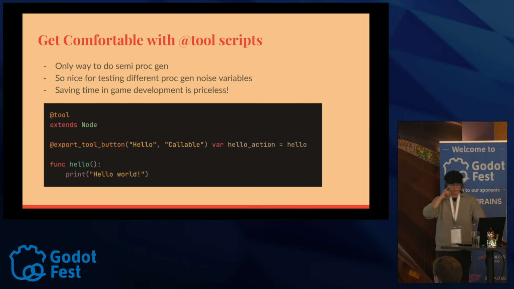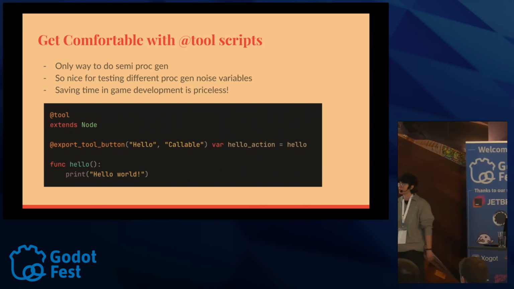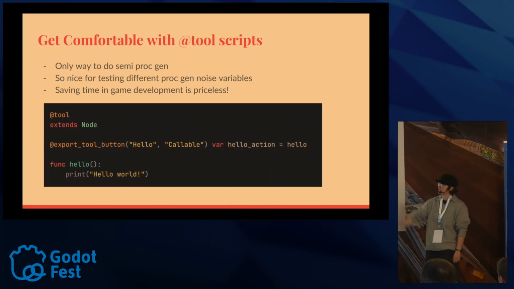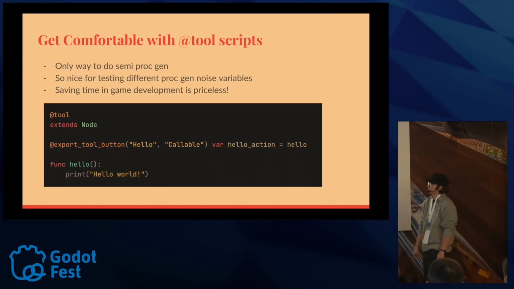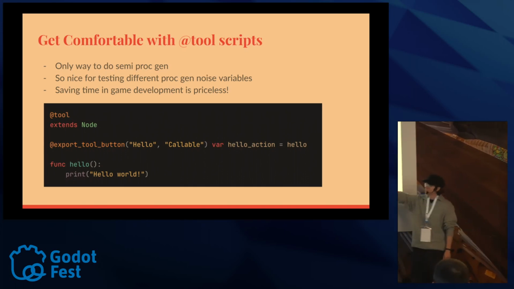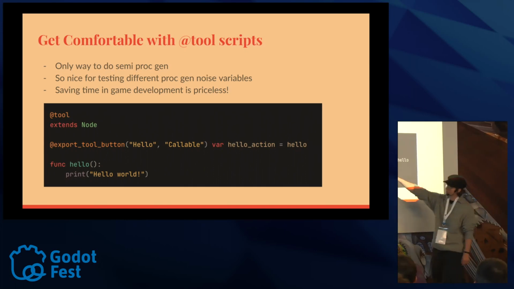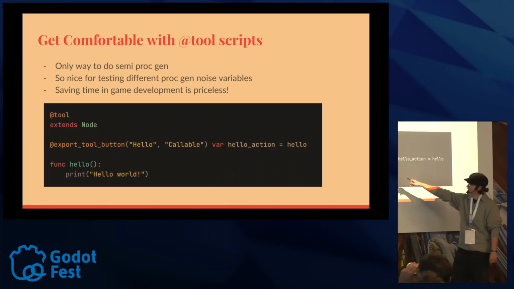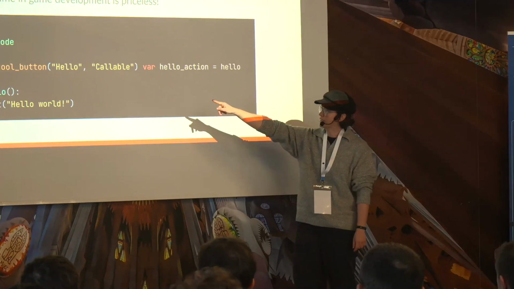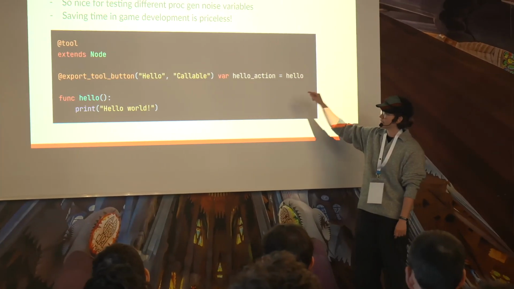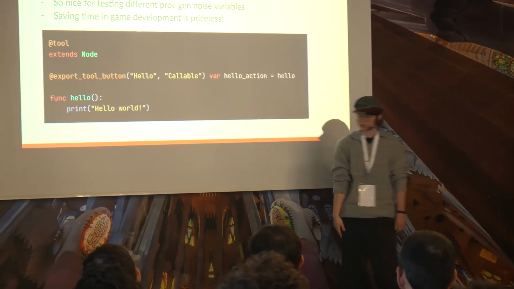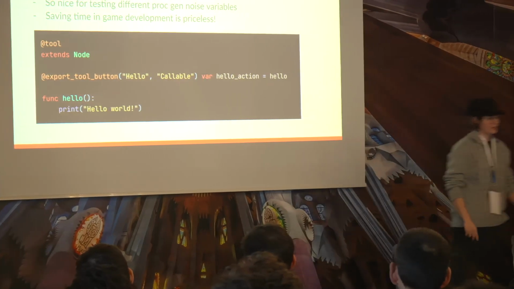And here is a super simple tool script you can do to just mess around with it. This is fairly new, I think. They came out with this in like 4.4 or something. But you have to put @tool at the top. And this is a button. It shows up in the inspector, and you can click it, and it'll just print hello world.